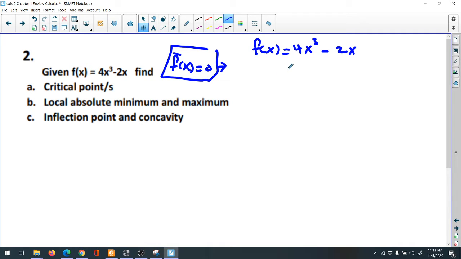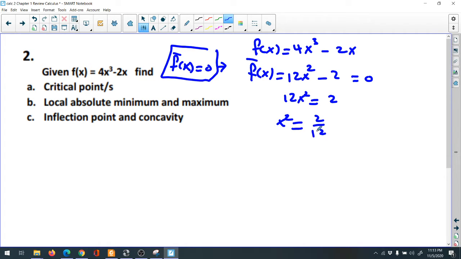Let's do that. So the derivative of the function f of x equals, you drop the 3, 3 times 4 is 12, x to the second, minus the derivative of 2x, which is 2. Then equal it to 0. When you equal this equation to 0, then 12x squared equals 2. Then divide by 12, x squared equals 2 over 12, or it's 1 over 6. So x could be positive or negative square root of 1/6.